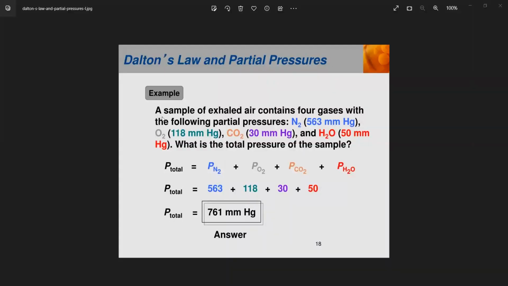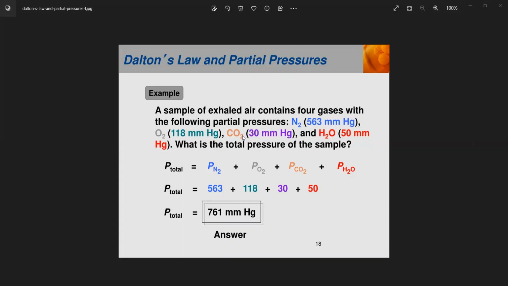So here we have an example. A sample of exhaled air contains 4 gases with the following partial pressures. So these are the 4 gases: nitrogen with a partial pressure of 563 millimeters of mercury, oxygen with 118 millimeters of mercury, carbon dioxide with 30 millimeters of mercury, and then water vapor with 50 millimeters of mercury.